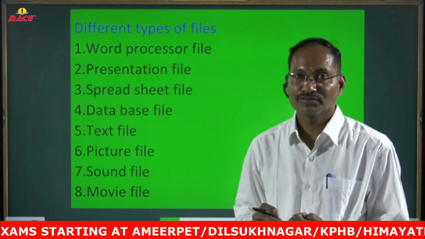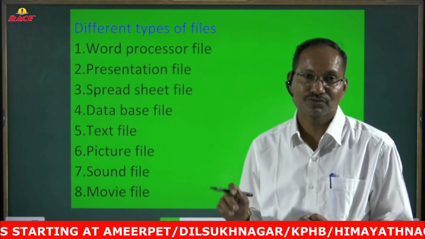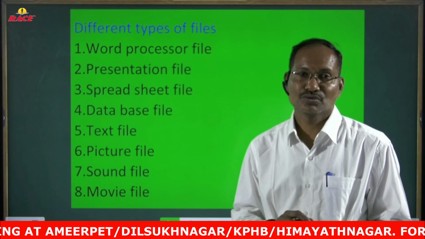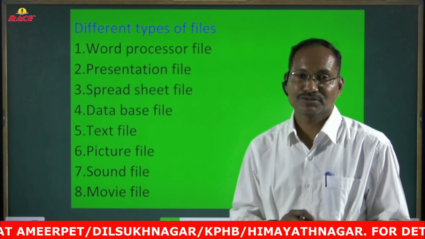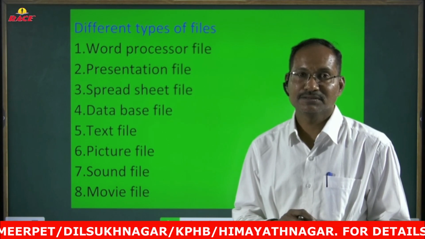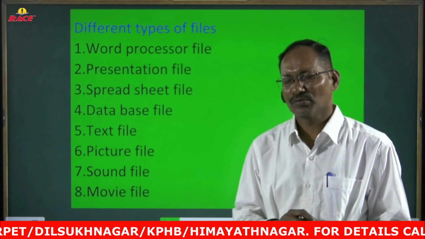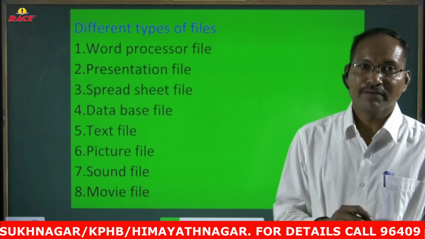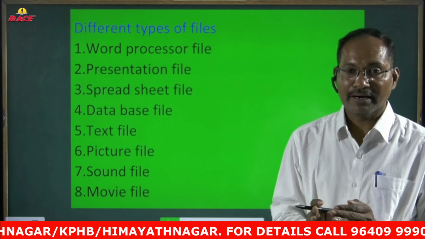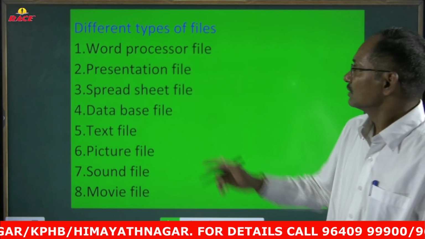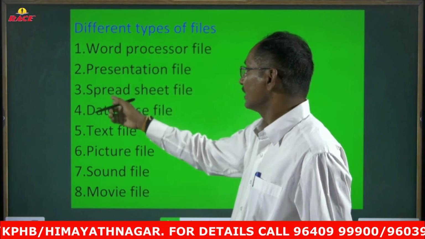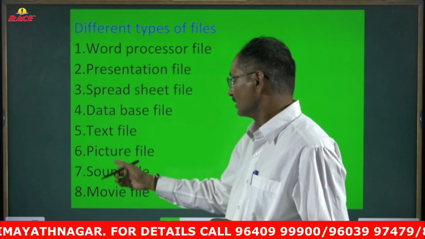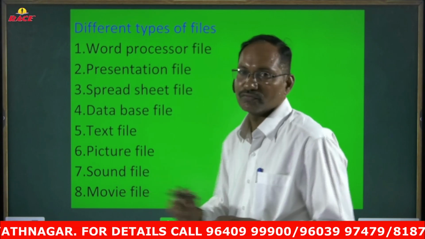So if we are saving in MS Word, the extension is .doc. Excel file is .xls, PowerPoint is PPT, like this. There are so many extensions. Acrobat Reader is PDF. Image files are JPG, and one more is GIF. So every file type and file extension will be different. Now, the different types of files are: Word file, presentation file, spreadsheet file, database file, text file, picture file, sound file, and movie file.